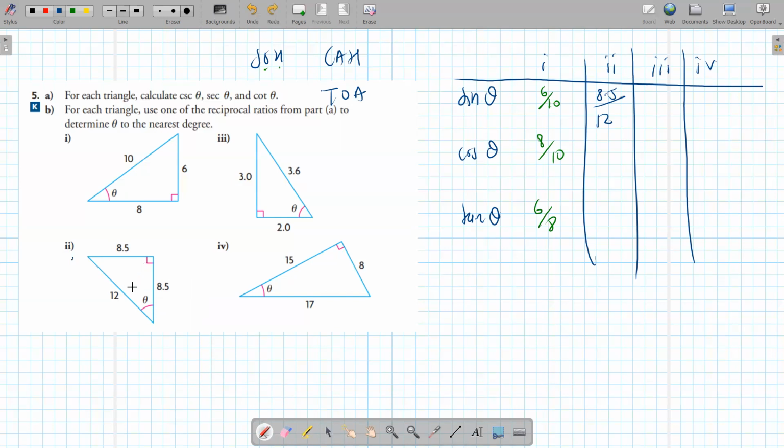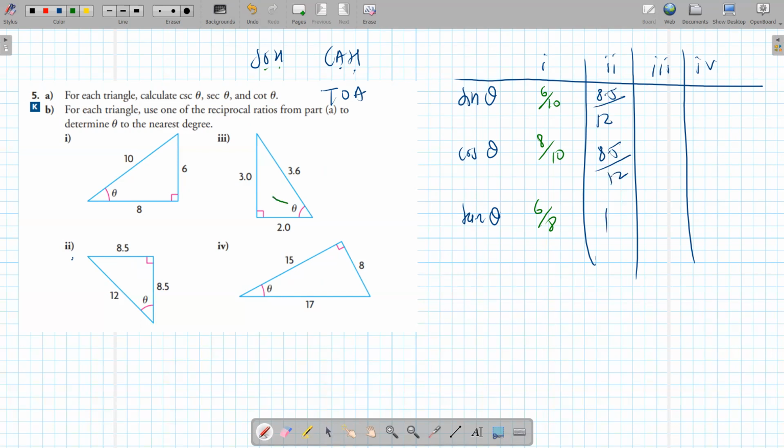What about cos theta? Cos is adjacent over hypotenuse. What's the adjacent side to theta? Is it 8.5? Yeah, it is 8.5 over 12. What about tan? 8.5 over 8.5? Yeah, which is just a 1 and you're done, right?